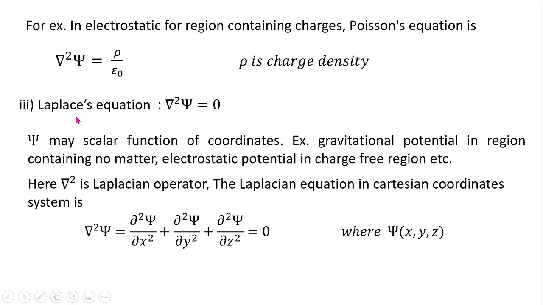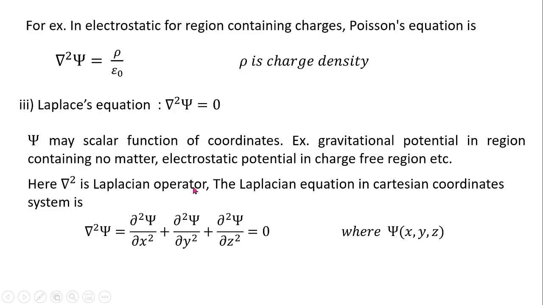Then the third equation, Laplace's equation. If there is a source-free region, then the right-hand side is 0. In the electrostatic example, if rho is 0, then del square psi is equal to 0. Then Poisson's equation converts to Laplace's equation. Psi may be a scalar function of coordinates. Example: gravitational potential in a region containing no matter, or electrostatic potential in a charge-free region. In a charge-free region, rho is equal to 0, then del square psi is equal to 0. This Poisson's equation converts to Laplace's equation.